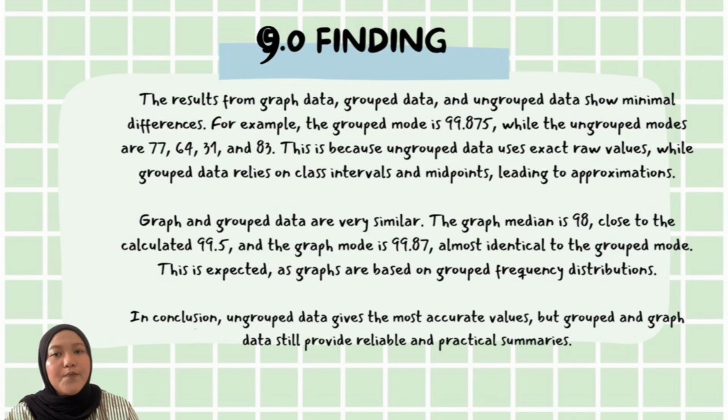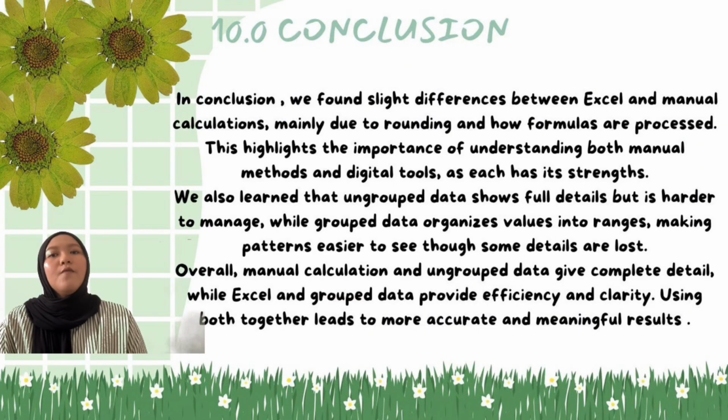Okay, for 10.0, which is the conclusion, what we get from this assignment is that the small difference between the manual and Excel results is likely due to rounding and how formulas are processed. Excel follows step-by-step logic, while manual calculation uses general math rules, which can lead to slight variation. This shows the value of understanding both, as each has its own advantages.